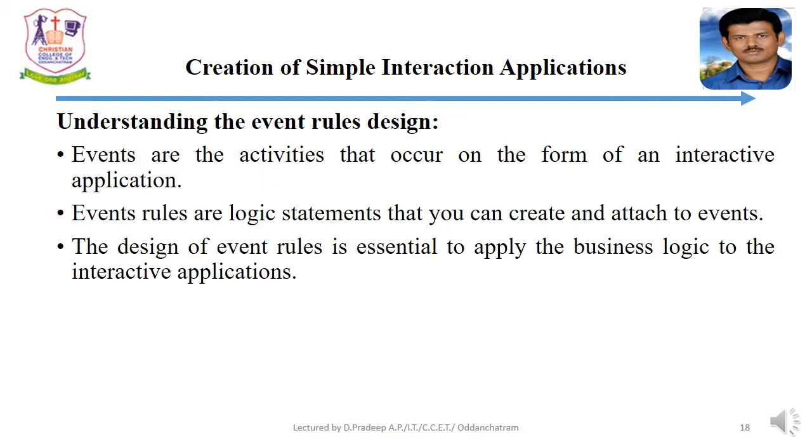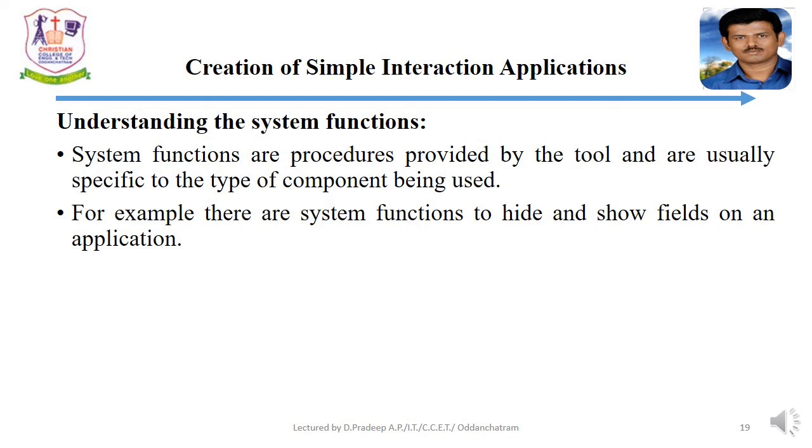Understanding event rule design. Events are the activities that occur on the form of an interactive application. An event can be initiated by a user or an application. Event rules are logical statements that can be created and attached to events. The design of event rules is essential to apply the business logic to interactive applications. Understanding the system functions. System functions are procedures provided by the tools and are usually specific to the type of component being used. For example, there are system functions to hide and show fields on an application.